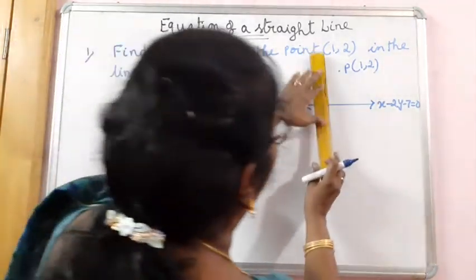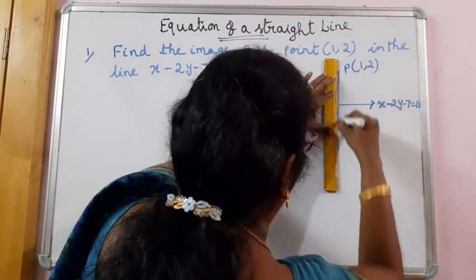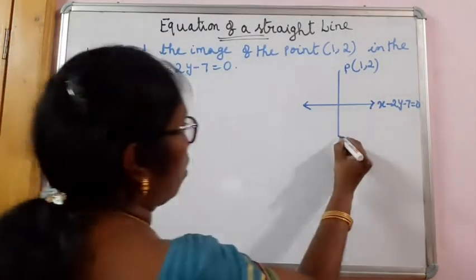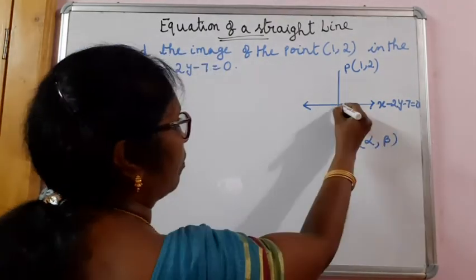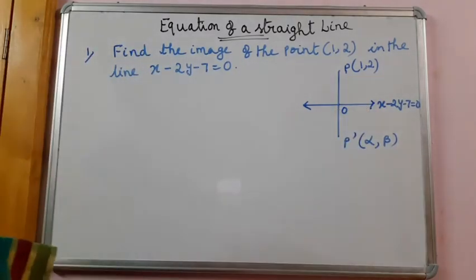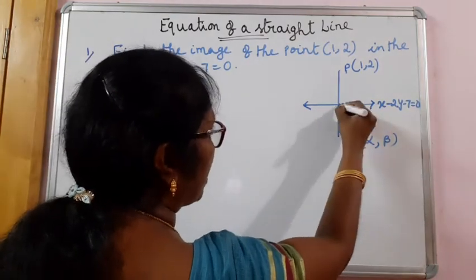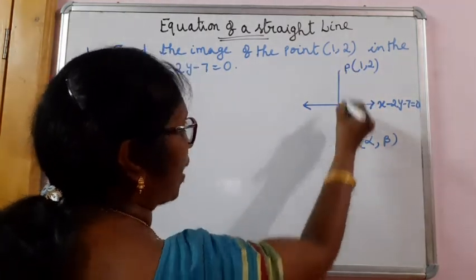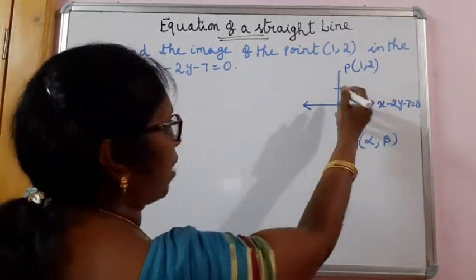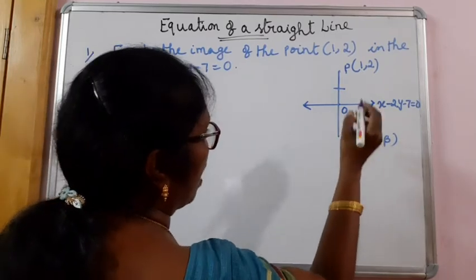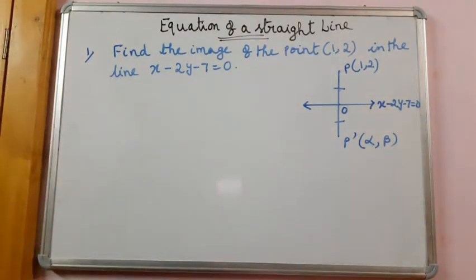That means this given line acts as a mirror line. So, the image will be P dash. Let us take it as (alpha, beta). We know that image distance is equal to object distance. That means the distance of the object from the mirror line is equal to the distance of the image from the mirror line. These two are equal.